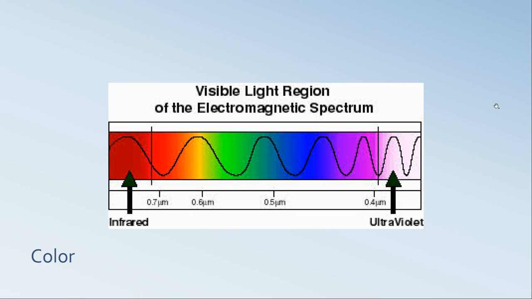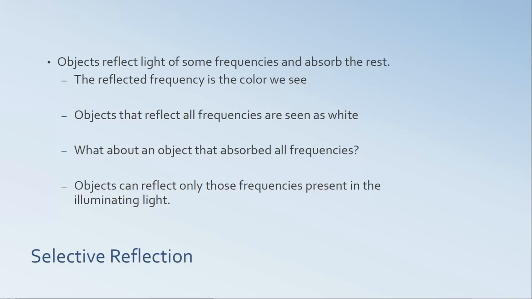There are other animals that can see in the ultraviolet spectrum, such as a lot of insects can see in the ultraviolet spectrum, but we cannot. So the reason we see different objects as different colors is because as those objects are exposed to light, some of the frequencies of light they will reflect, and some of the frequencies of light they will absorb. And the frequency of light that the object reflects is the color we see.